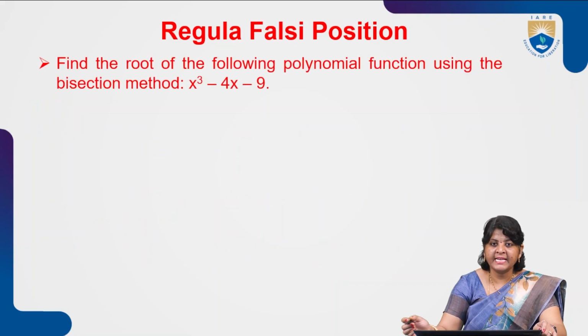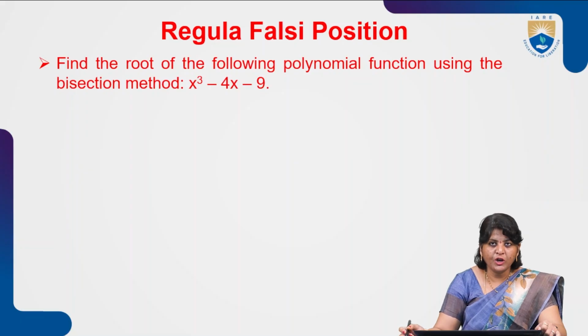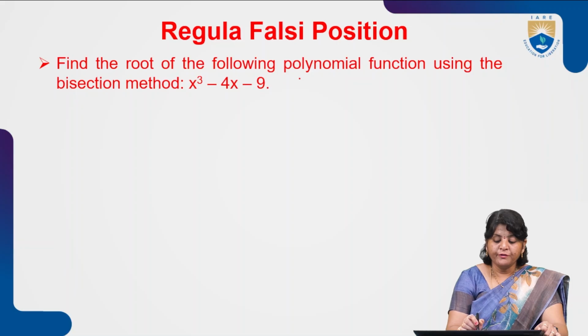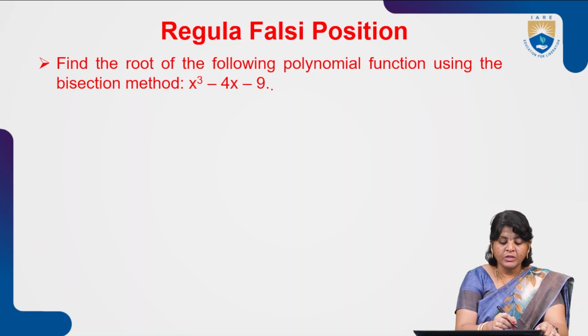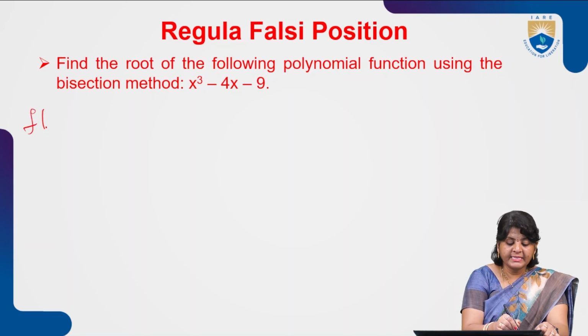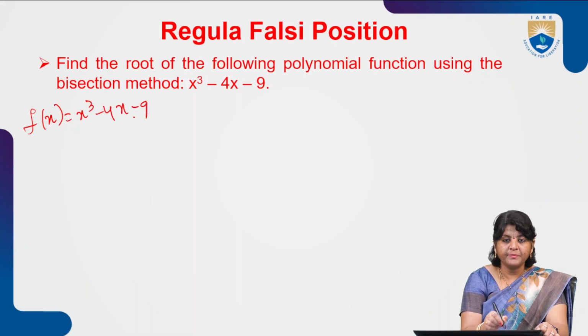And here is an example where we will apply the Regula Falsi position method. Find the root of the following polynomial function using the Regula Falsi method: x cube minus 4x minus 9. So f of x is equal to x cube minus 4x minus 9. And we need to find the first step. A is equal to, assume 0, then f of a is equal to minus 9.